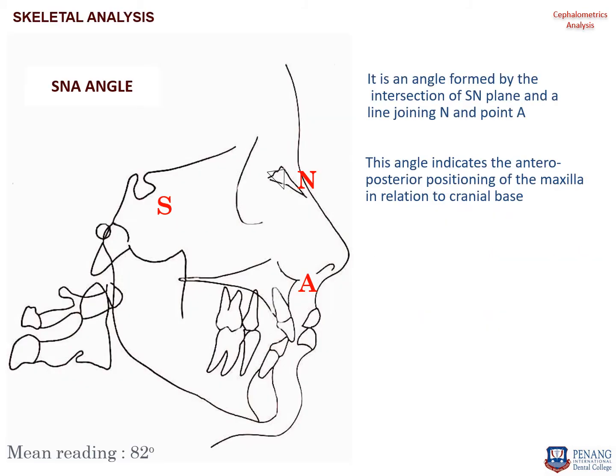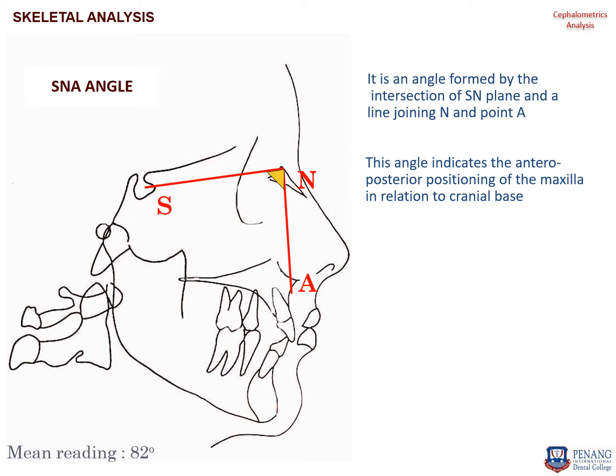As I mentioned earlier, Steiner's analysis has skeletal analysis, dental, and soft tissue analysis. So here we will start the discussion with skeletal analysis, which has 5 angles to be discussed. We're going to start with the SNA angle, which is the angle formed by the intersection of the SN plane and a line joining nasion and point A. So the angle formed between the SN plane and nasion to point A.